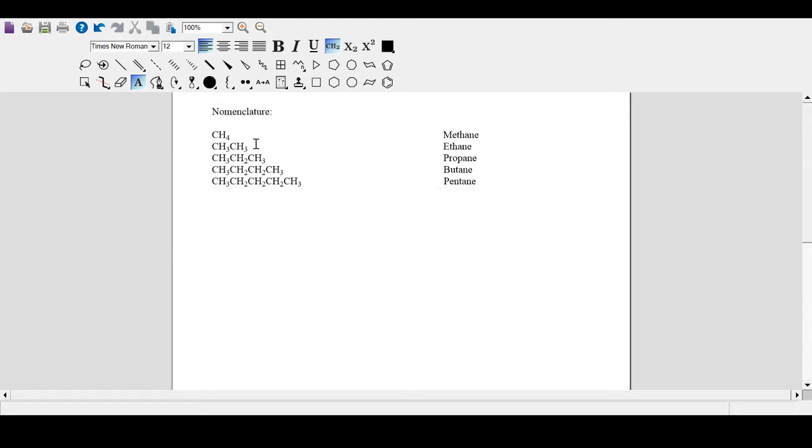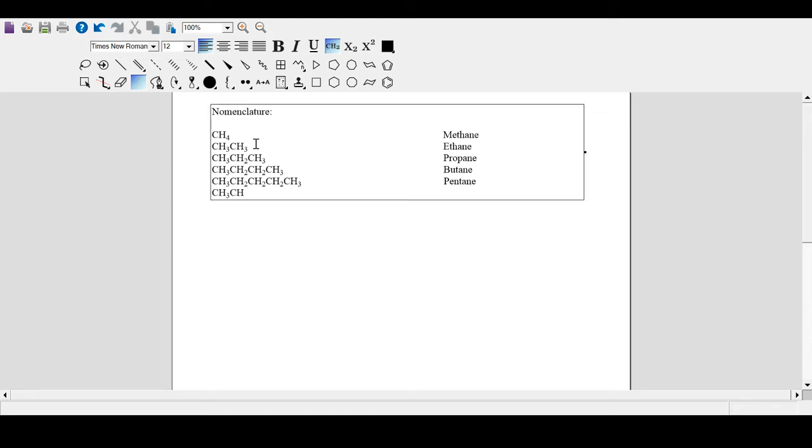I do get students who get confused between propane and pentane simply because they both begin with the letter P, I think. But it's important to remember pentagon 5. If you can remember that, then it's pretty easy to separate the 2 in your mind.